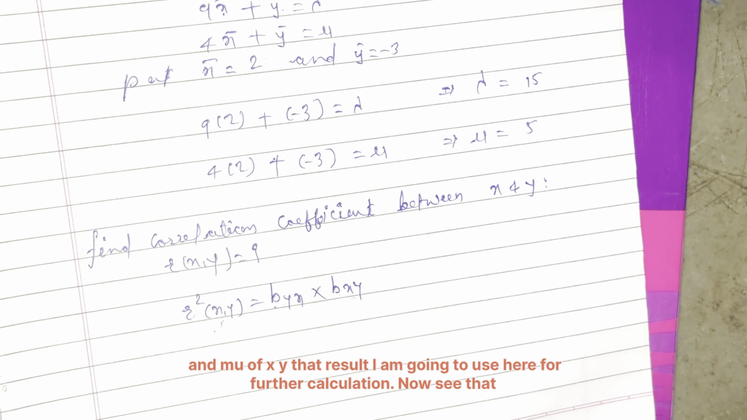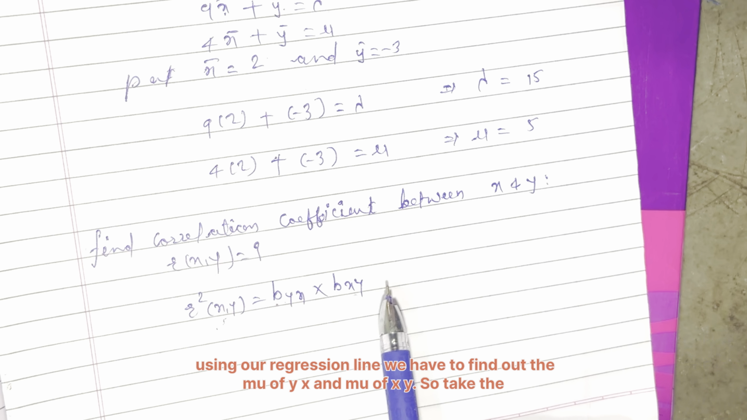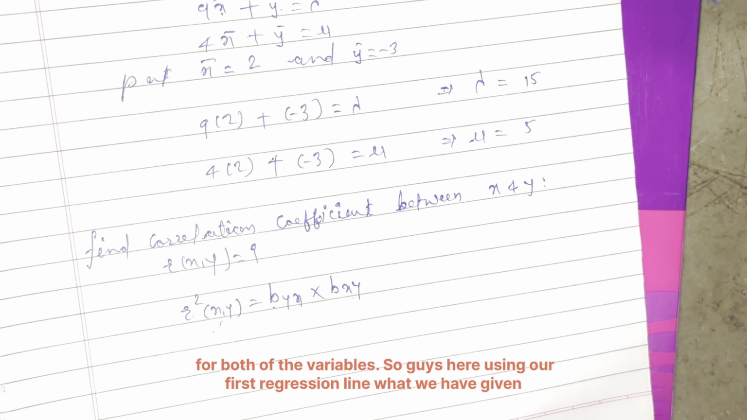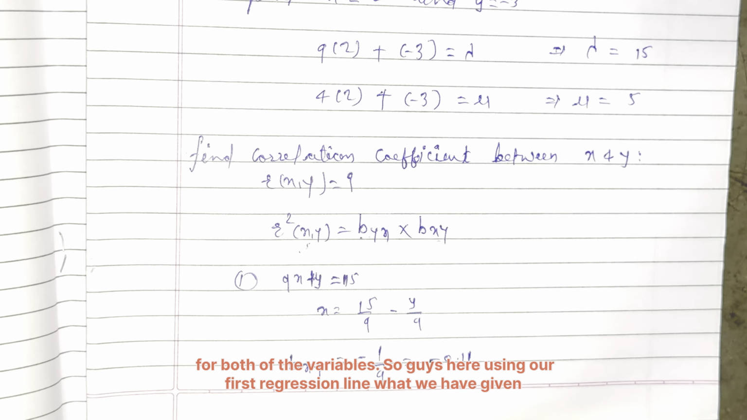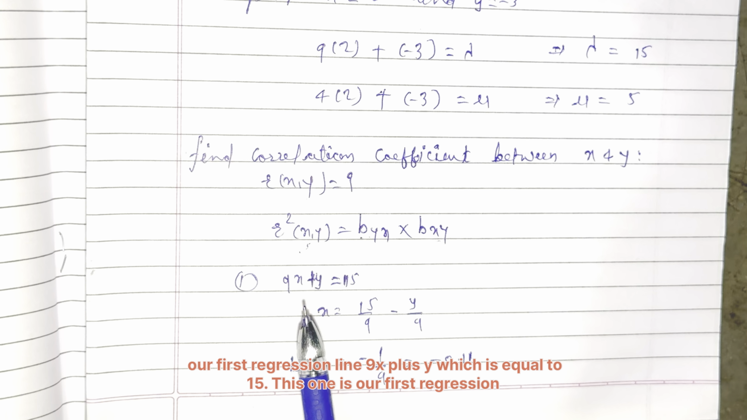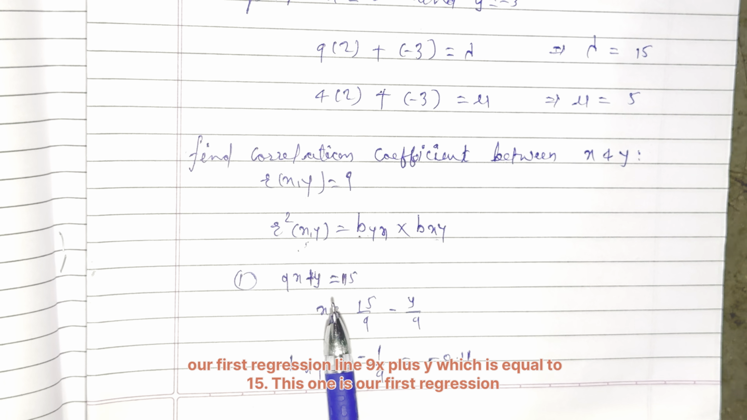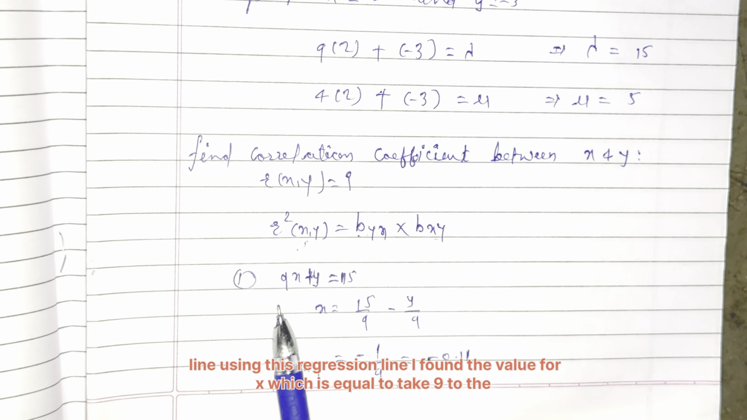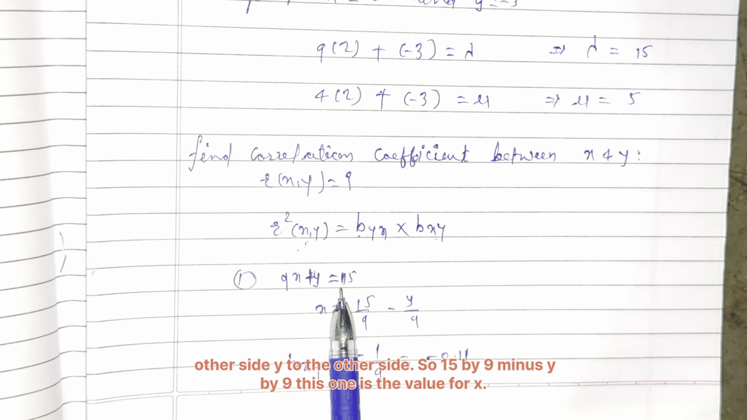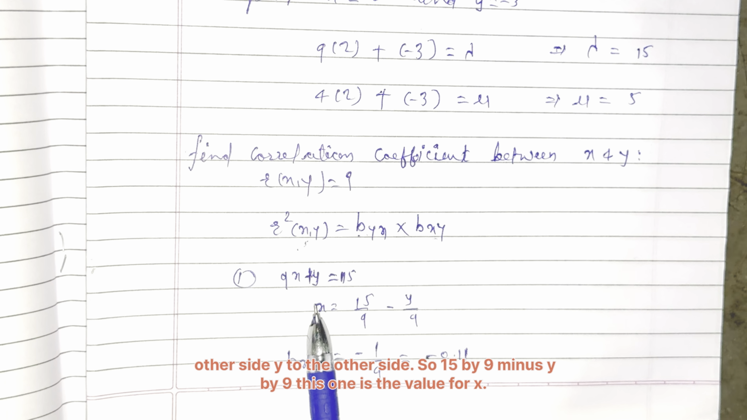Now, using our regression lines, we have to find out b of yx and b of xy. Take the values for x and y from these, so easily we can find both of the variables. Using our first regression line, which is given as 9x plus y equal to 15, I found the value for x. Taking 9 to the other side and y to the other side, x is equal to 15 by 9 minus y by 9. This is the value for x.